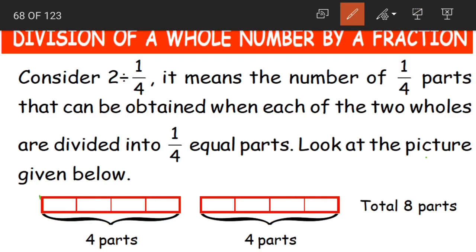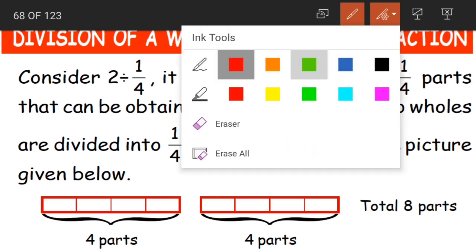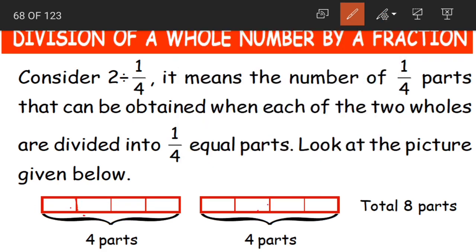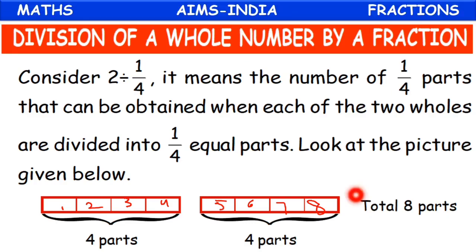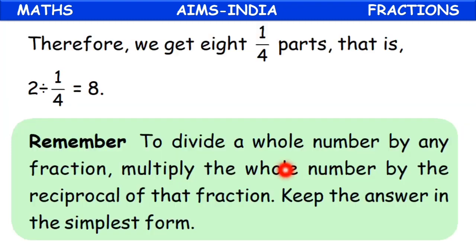So if we look at the picture given below, here we are having two wholes. It is divided into 4 parts each. Now each part is called 1 by 4. So how many 1 by 4 parts do we have? We have 1, 2, 3, 4, 5, 6, 7, 8. In total we have 8 parts. So 2 divided by 1 by 4 is equal to 8. Now that was understanding how it works.